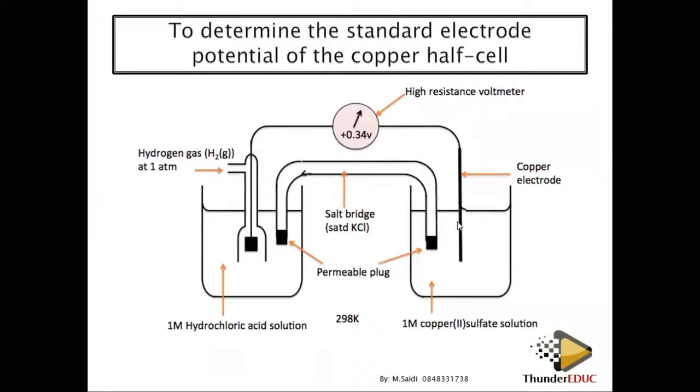So let's go back to determining the standard electrode potential of the copper half cell. Here you have the copper half cell. You have hydrogen this side, you have copper this side. We don't know which one is the cathode, we don't know which one is the anode.